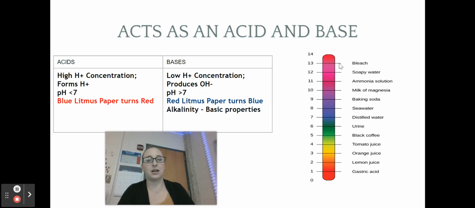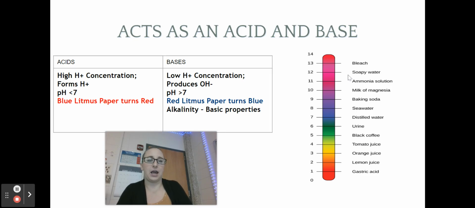Now, things that are basic, they're going to have more of a bitter taste. Not that I want you to go around tasting things trying to figure out if they're acidic or basic, but things that you can consume are going to have more of a bitter or salty taste to them. They are going to be very slippery. So like bleach, soap, things like that, they have that slipperiness to them. Whereas things that are acidic are going to be more sour, and they're going to almost feel watery in a sense.